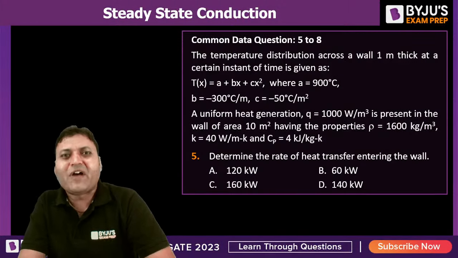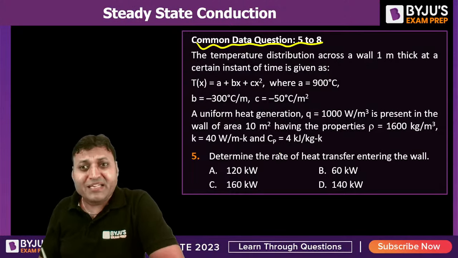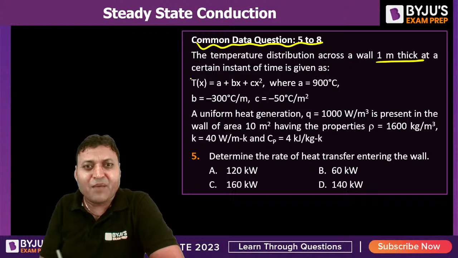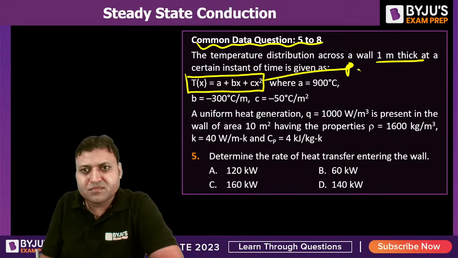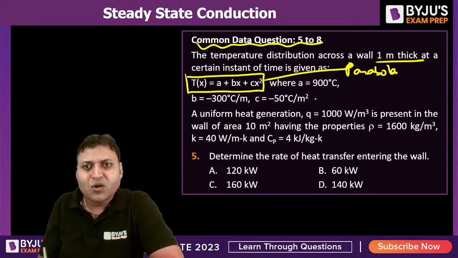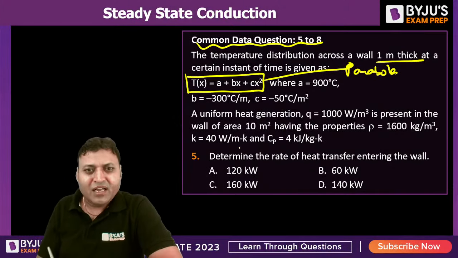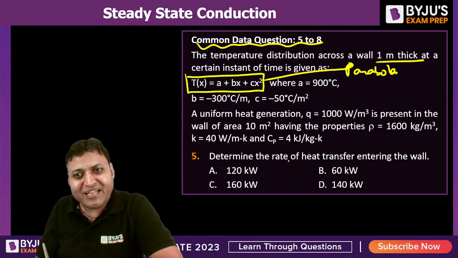Next question, question number 5 to 8 is again a common data question. A temperature distribution across a wall 1 meter thick at a certain instant of time is given by this expression, a parabola, where A, B and C are given. A uniform heat generation is given in the wall of area 10 meter square having the properties. Determine the rate of heat transfer.